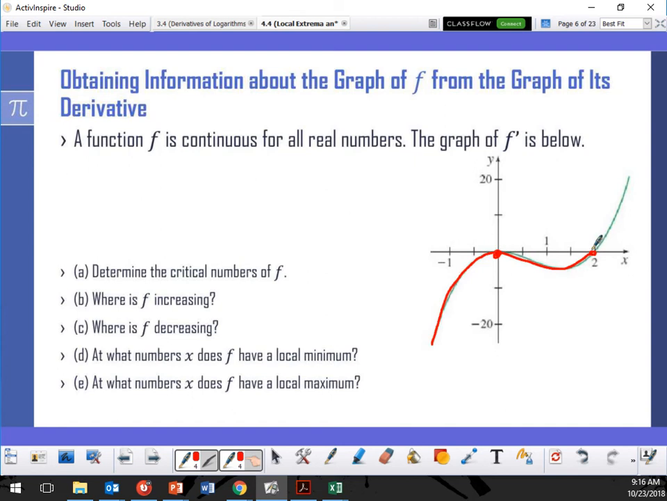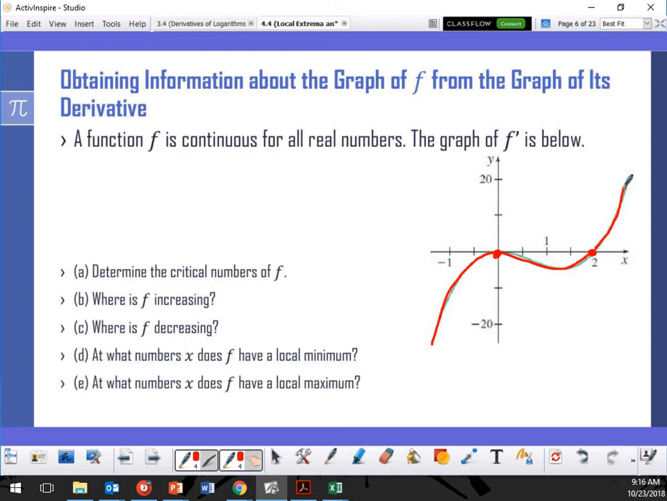Here is another critical point at 2, right? Critical point, that's where my derivative is equal to 0. So that is a critical point. So what does it tell me from this side right here? Those are positive, so the slope is positive from this point on. Does that make sense? It's pretty simple, but you just have to wrap your head around that we're only talking about slopes here. This is the slopes, it's not the function. All right, so determine critical numbers of f.